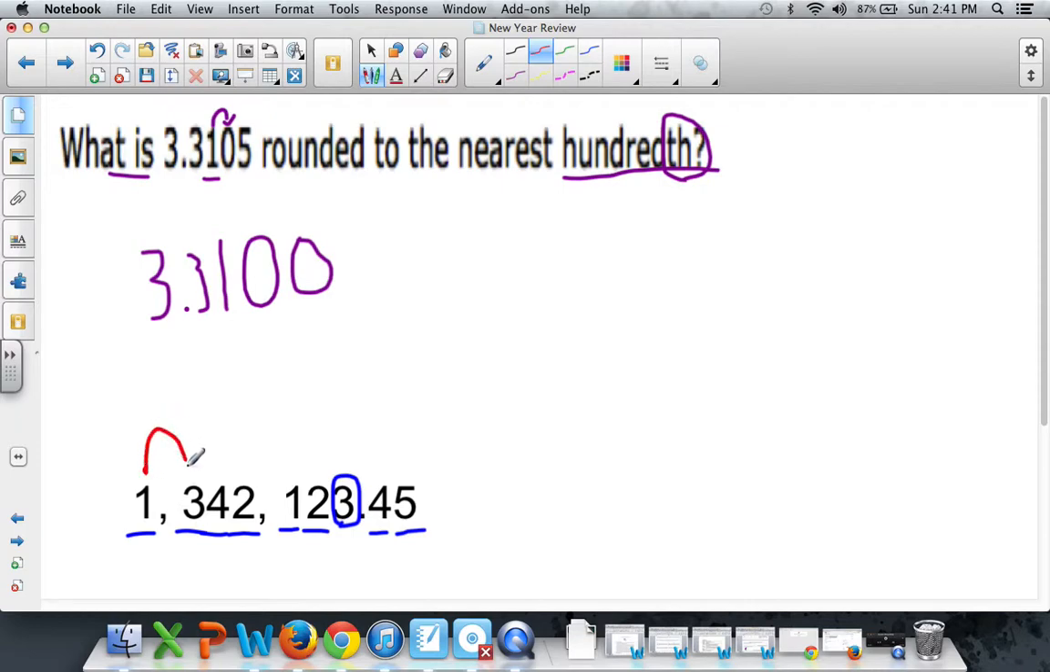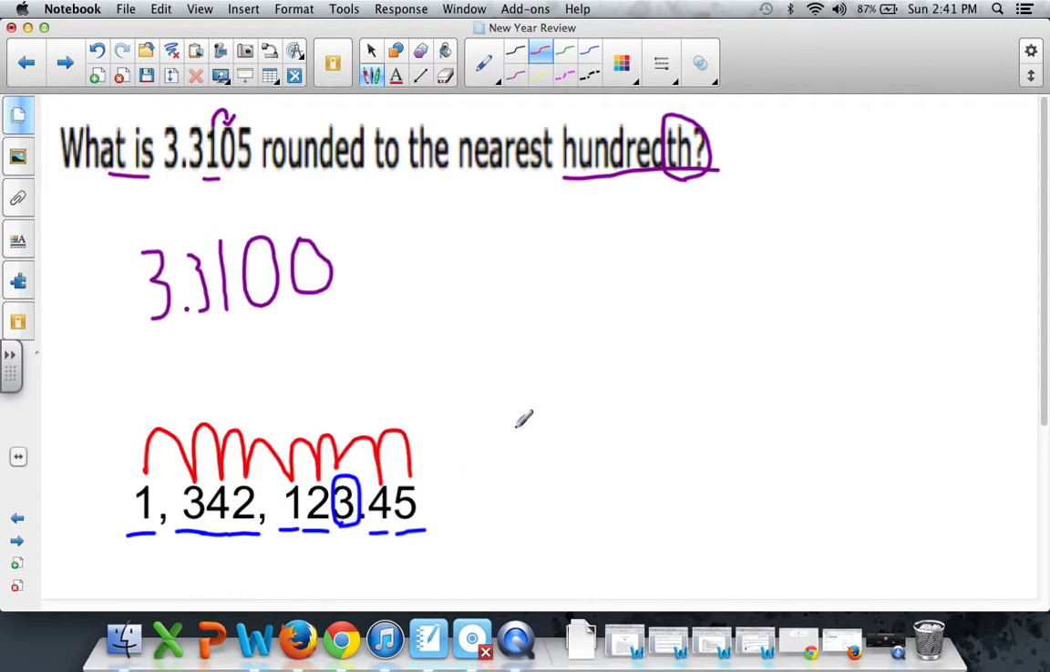millions, 100,000, 10,000, thousand, hundreds, tens, ones, we're passing the decimal now, tenths, hundredths. Whew, did you get that?